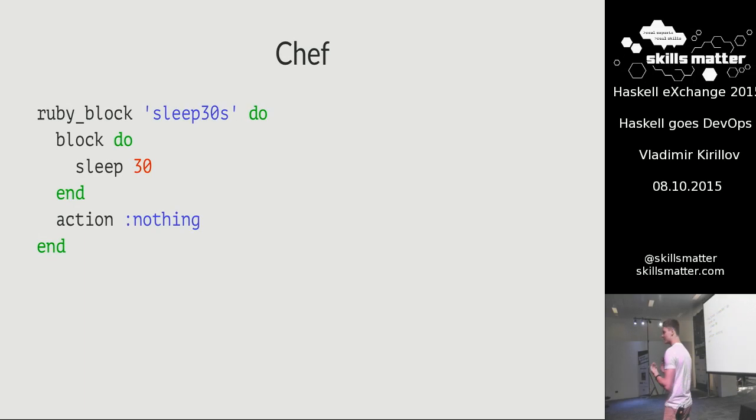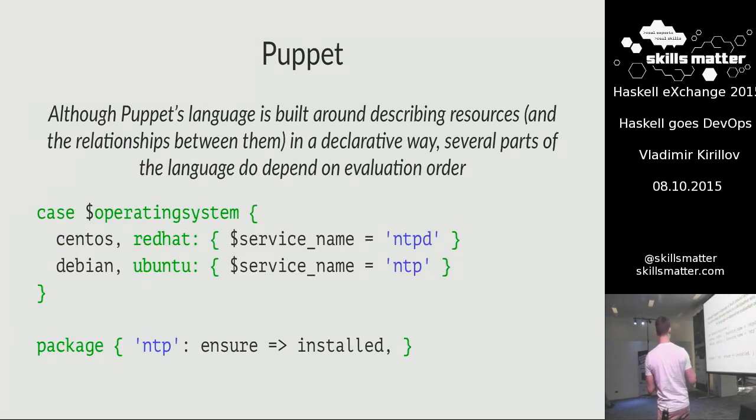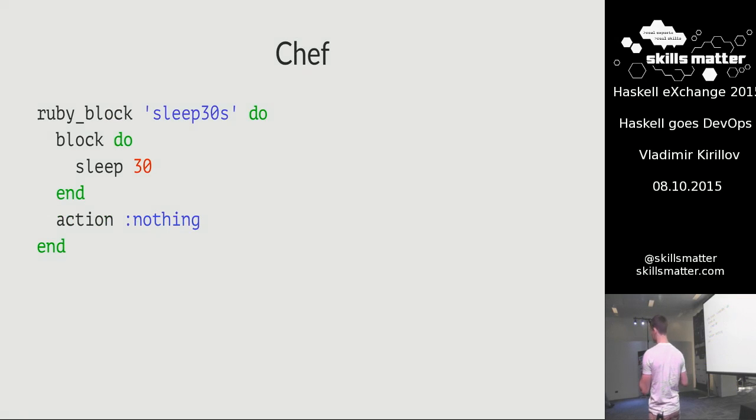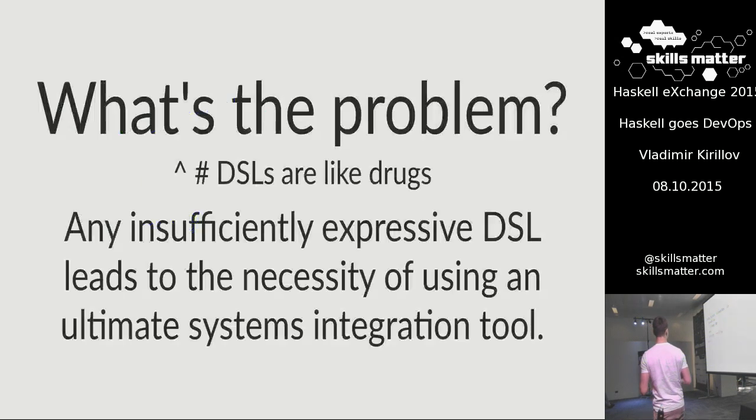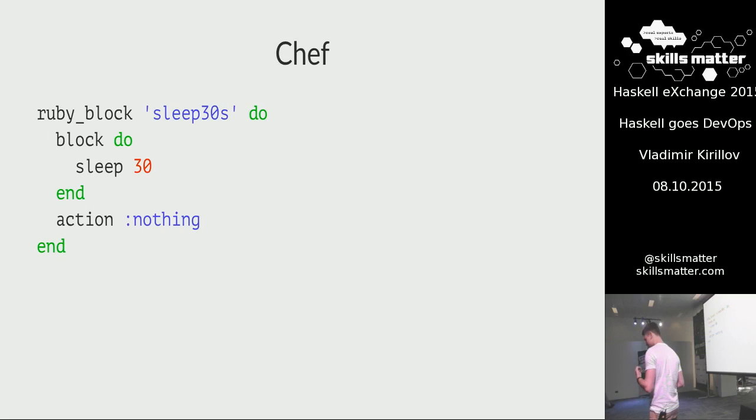And there's also Chef, which is the tool that does pretty much the same as Puppet, except its DSL is embedded in Ruby, right? But to do smart things, you have to define things like Ruby blocks and do side effects. In Puppet's language, it's really hard to do side effects, and in Chef, it's a little bit simpler. But it's still hard to reason about this code because, well, why would you want to have a Ruby block that sleeps for 30 seconds, right? OK, so what's the problem, right?